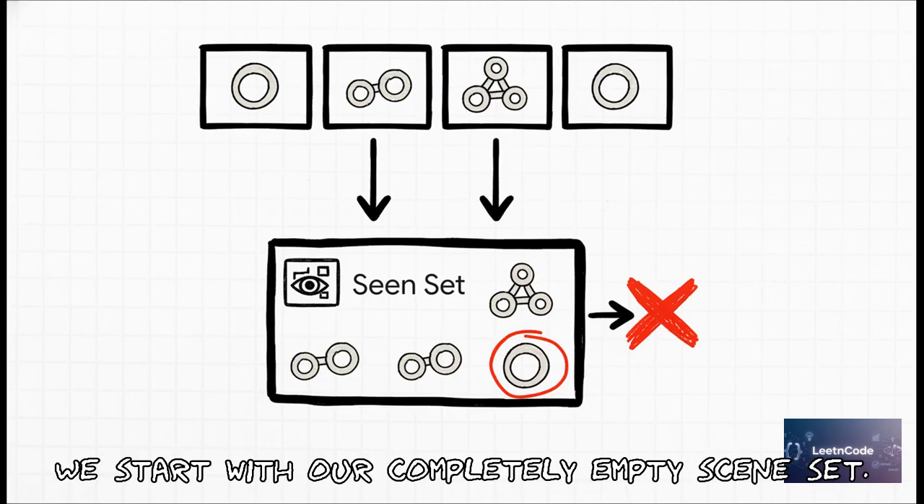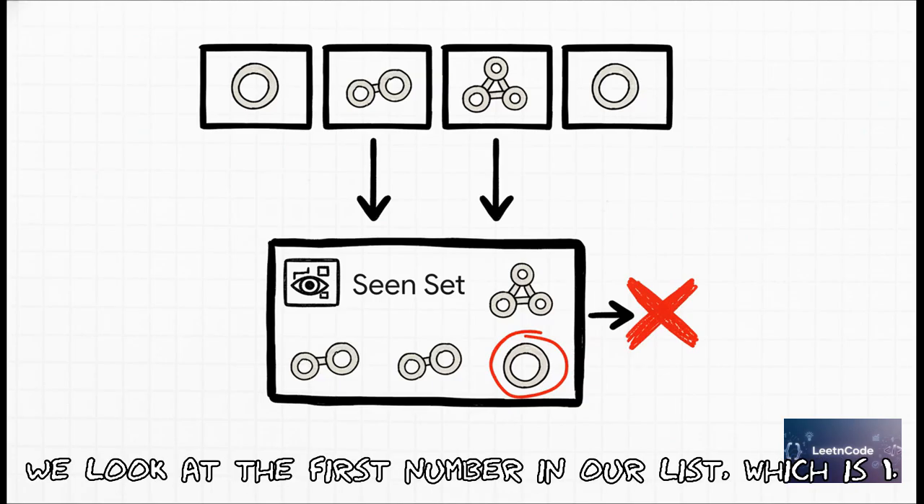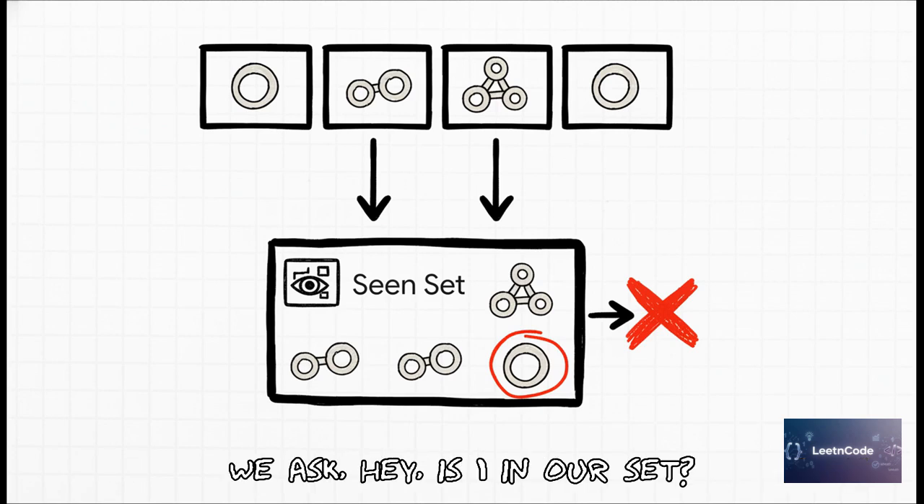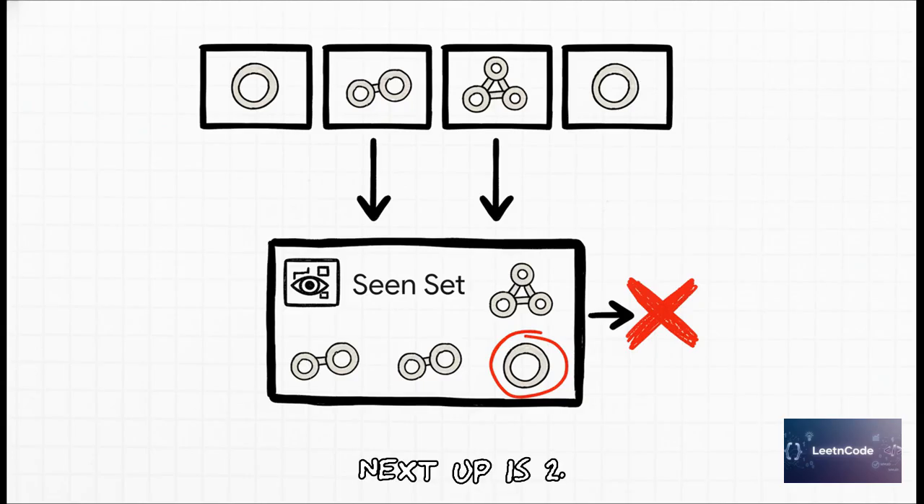We start with our completely empty seen set. We look at the first number in our list, which is 1. We ask, hey, is 1 in our set? Nope. So we add it. Next up is 2. Is it in the set? No. Add it. Same thing for 3.